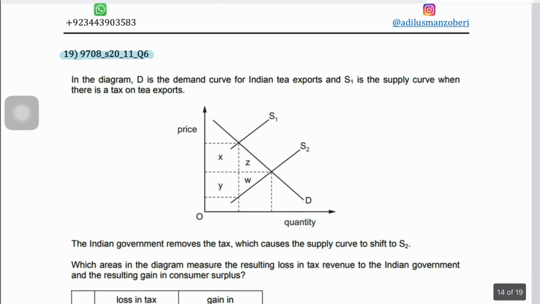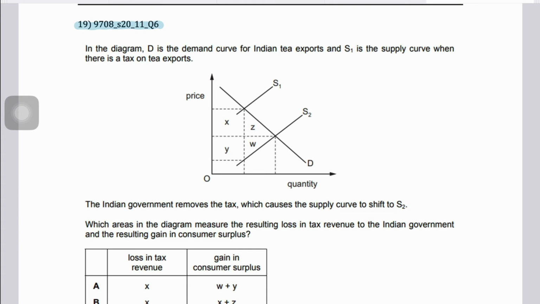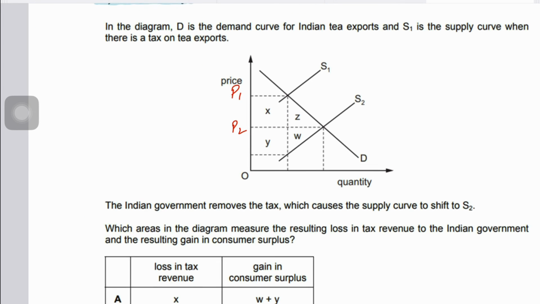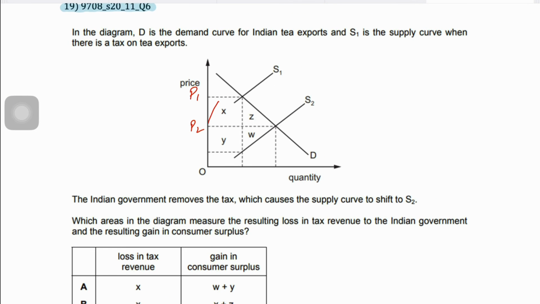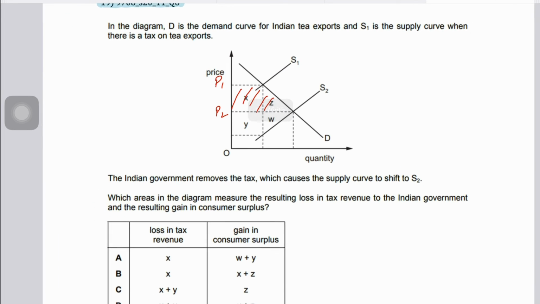Question 19 says in the diagram, D is the demand curve for Indian tea exports, and S1 is the supply curve, and there's a tax on tea exports. The Indian government removes the tax, which causes the supply curve to shift to S2. Which areas in the diagram measure the resulting loss in tax revenue and the gain in surplus? Obviously you're removing the tax, so the price has to fall. This was the initial price, the price goes down to P2, and so the gain in consumer surplus would be X plus Z, right? So the answer would either be B or D, and you can cross out A and C.